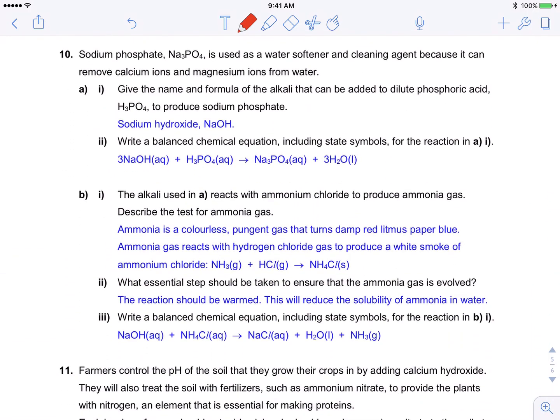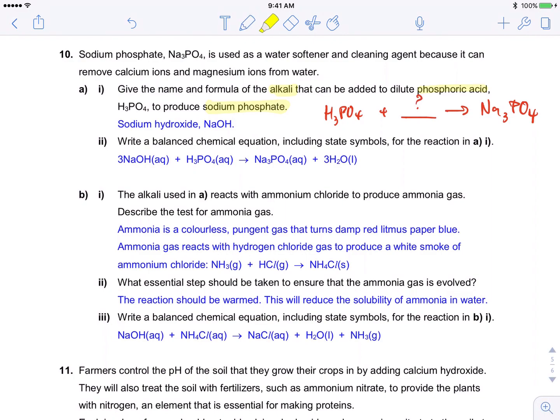Question 10. What is the alkali that's added to phosphoric acid to produce sodium phosphate? So you know it's H3PO4 plus some alkali. It gives me Na3PO4. How do I get the identity here?